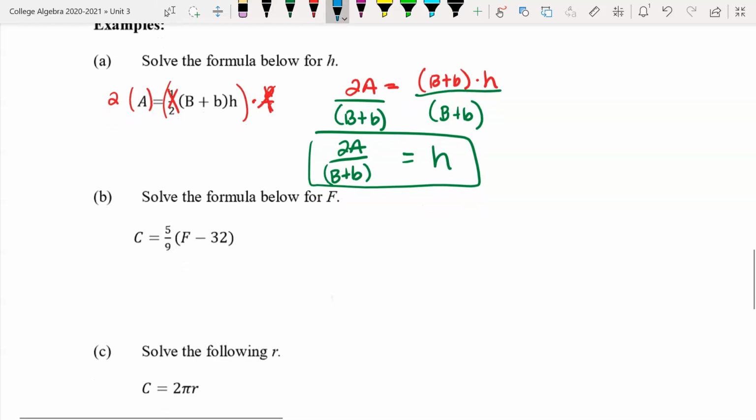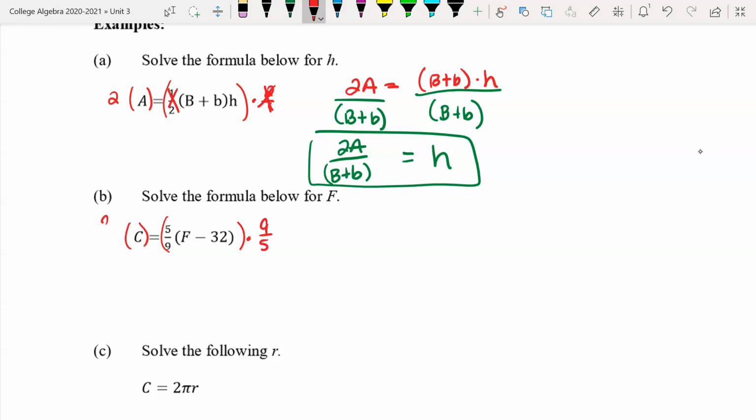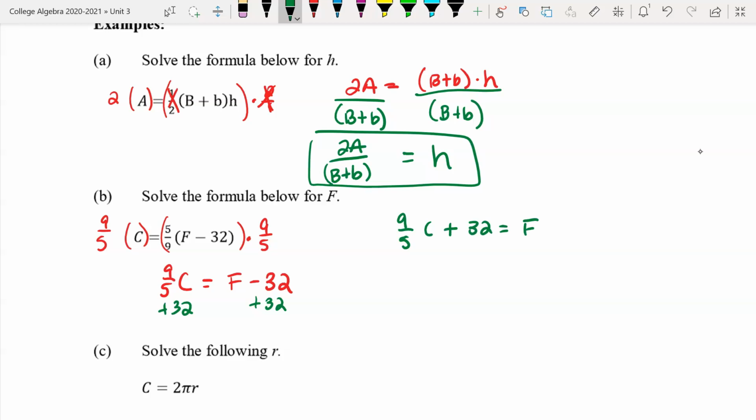So next one, again, there's a fraction, so I would multiply by the reciprocal to get rid of it. So I'm going to multiply both sides by 9/5. So I'm going to get 9/5 c equals, because there's nothing else left, f minus 32. So now if I'm solving for f, the only thing I need to do is add the 32 to both sides. So I'm going to get 9/5 c plus 32 equals f.